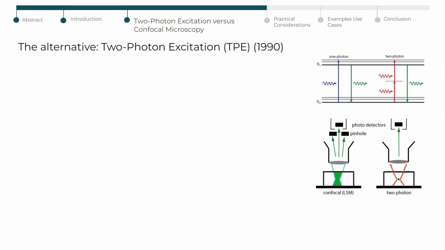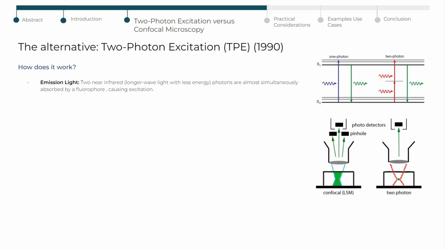So now we're going to dive into the alternative to confocal microscopy, which is two-photon excitation. It was first implemented in 1990, so it's relatively new in the world of microscopy. The theory behind it, however, was introduced already in 1931, but wasn't able to be executed until the development of both lasers and more advanced imaging equipment. So how does it work?